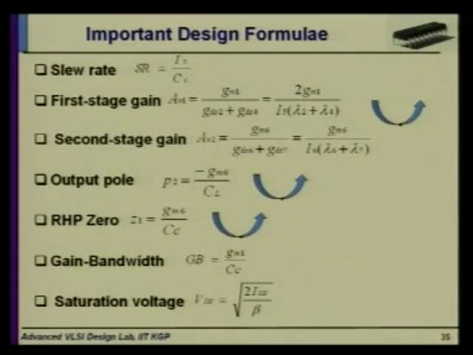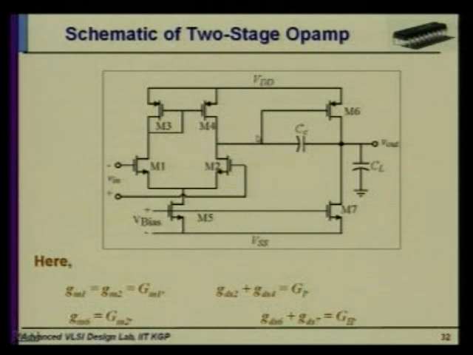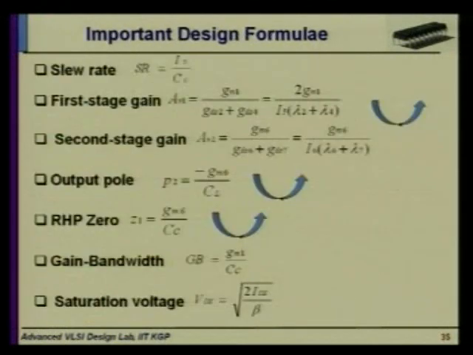Now these are the important design formulas which you should keep in mind during the design. Slew rate, which I told you in the last class, is basically I5 divided by Cc. These GM1, GM2, I5, I4 were all specified in the schematic: GM3 is associated with the M3 transistor, GM1 is the transconductance associated with the M1 transistor, and I5 is the current flowing through the M5 transistor. Clear? So the basic notation is known to us.